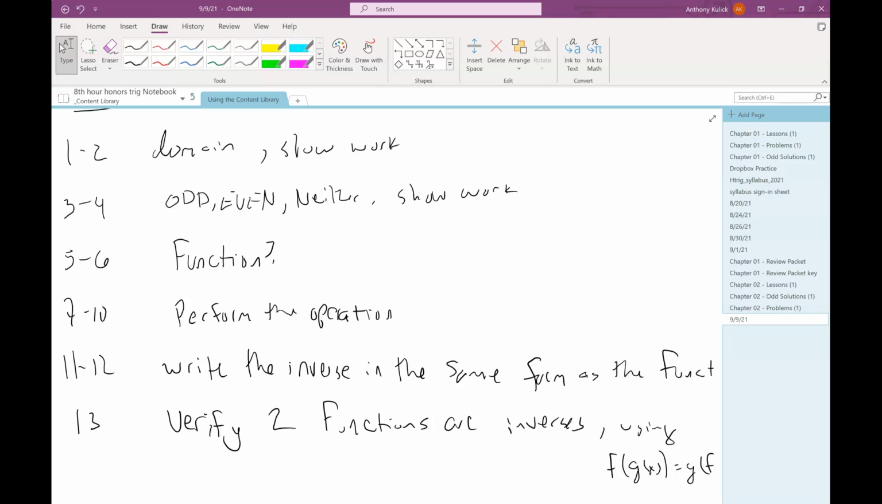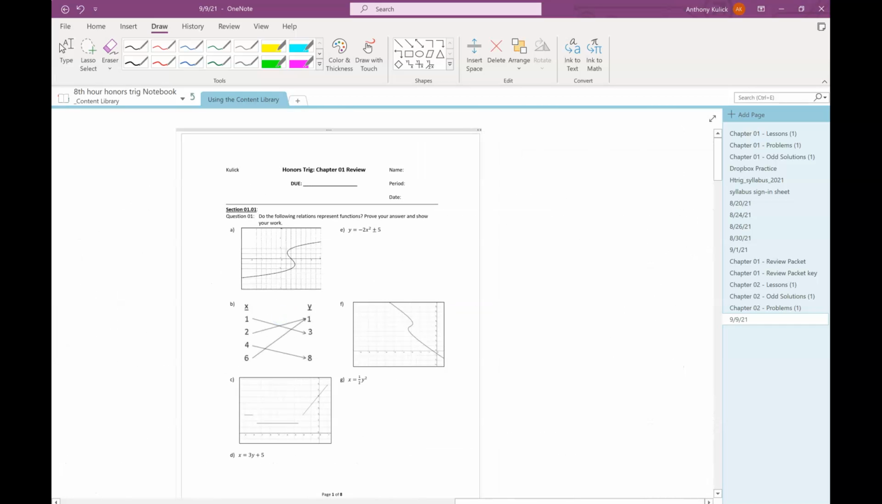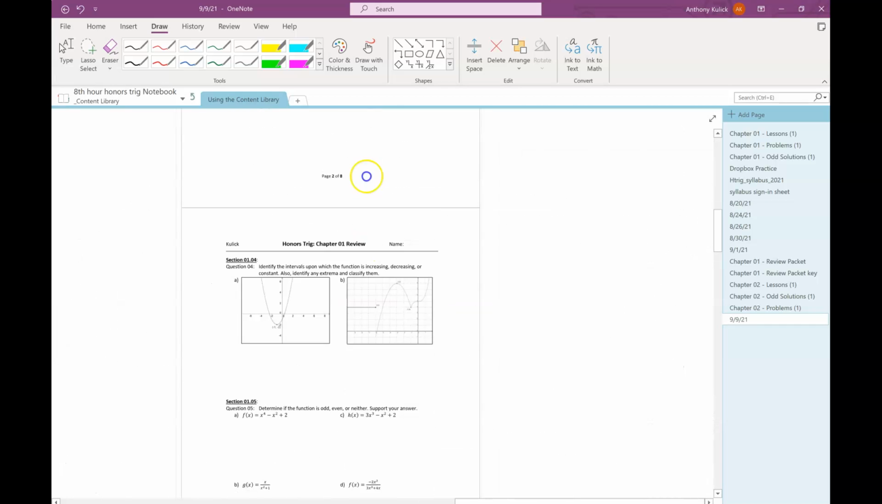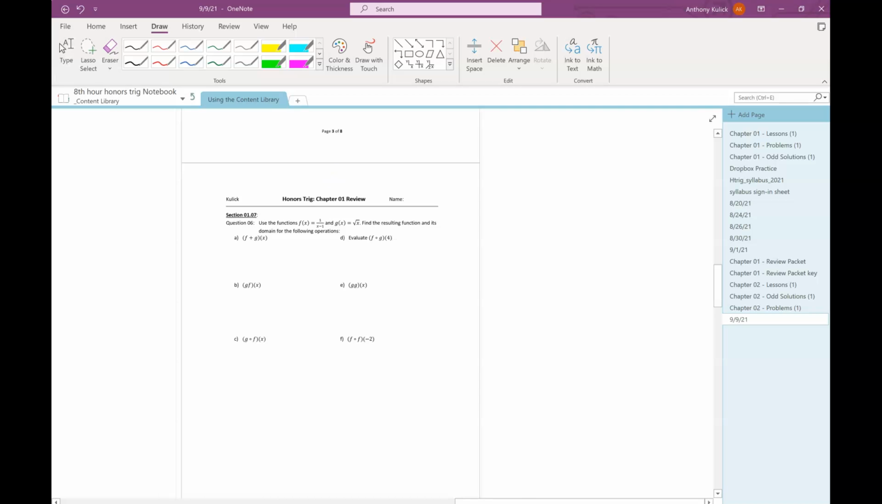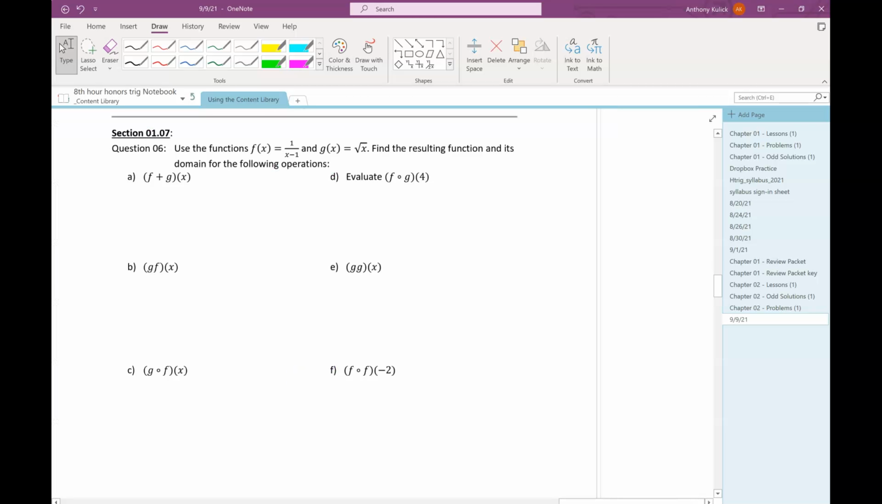It might be a dumb question, but what's perform the operation? So if you're looking at the review, stuff like these, so section 7, question 6. So just stuff like that would be perform the operation things. You're good with that? Yeah.